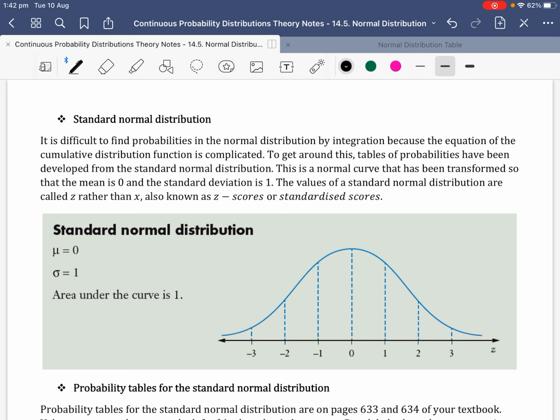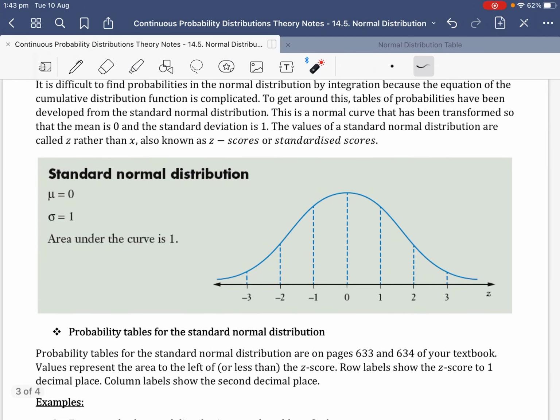So, the standard normal distribution. It is difficult to find probabilities in the normal distribution by integration because the equation of the cumulative distribution function, or CDF, is complicated. To get around this, tables of probabilities have been developed from the standard normal distribution. This is a normal curve that has been transformed so that the mean is 0 and the standard deviation is 1. The values of the standard normal distribution are called Z rather than X, also known as Z-scores or standardized scores.